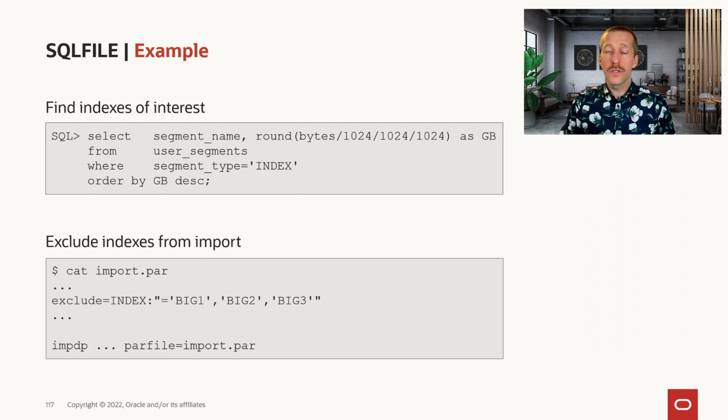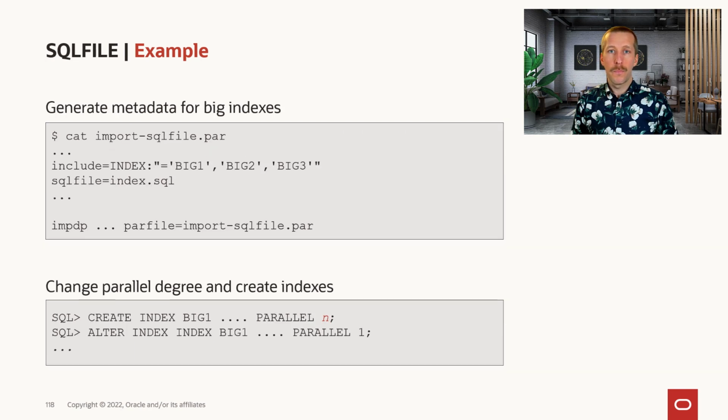So if you head into the source database, you could query user segments to find the indexes of interest, the big indexes. How big should they be? It depends. In this case, I found 3 indexes, big 1, big 2, and big 3. So when I import this data, I will exclude those indexes from my import. The tables that the indexes belong to will still be imported, but not the indexes.